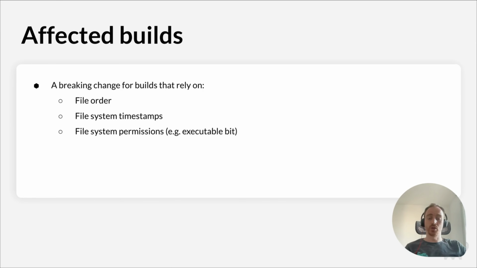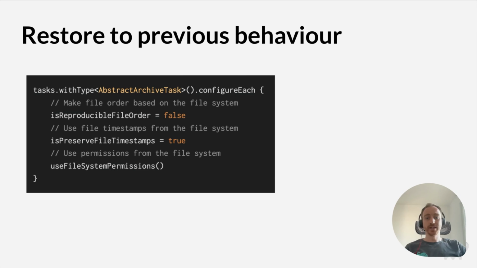It's important to note that this is a breaking change. If your build relies on file order, file system timestamps, file system permissions, or file executable bit, you may need to adjust your build configuration. You can adjust configuration by configuring tasks directly. For example, you can restore the previous behavior of the archive task with a configuration like shown in this slide.